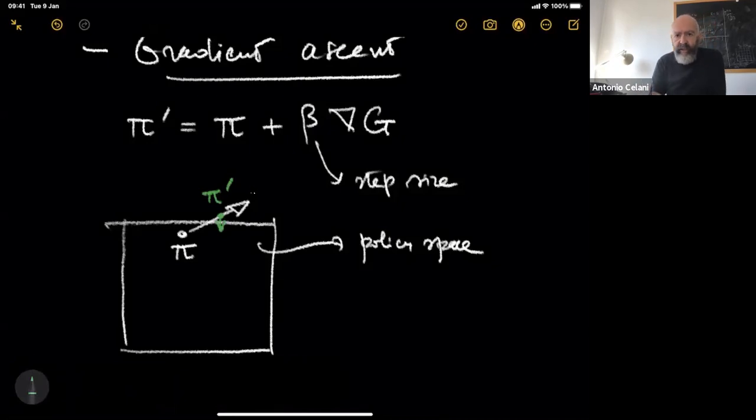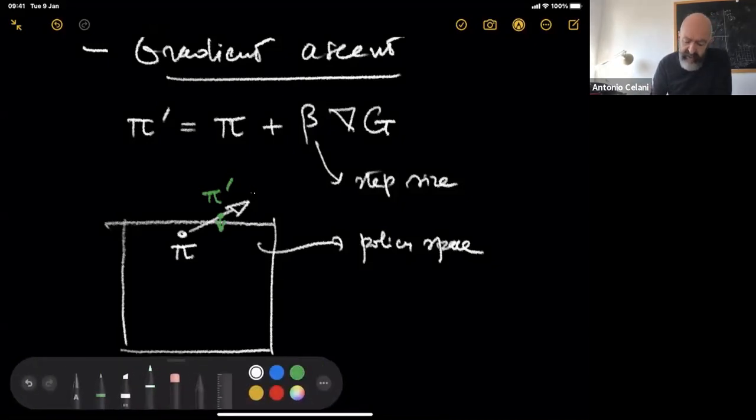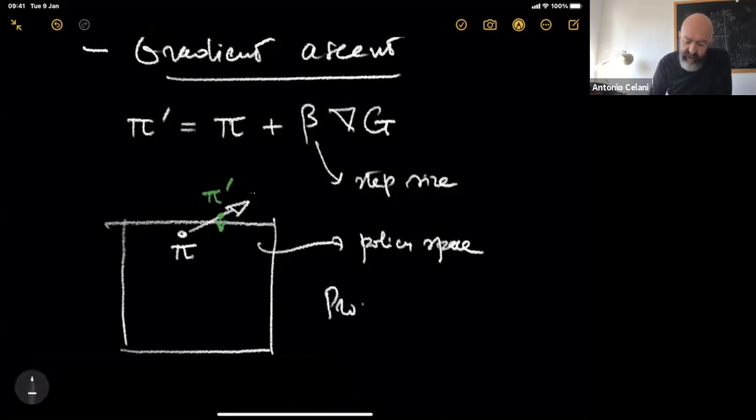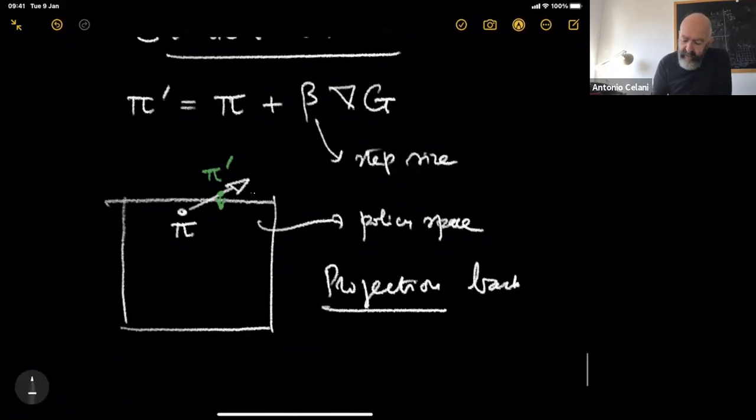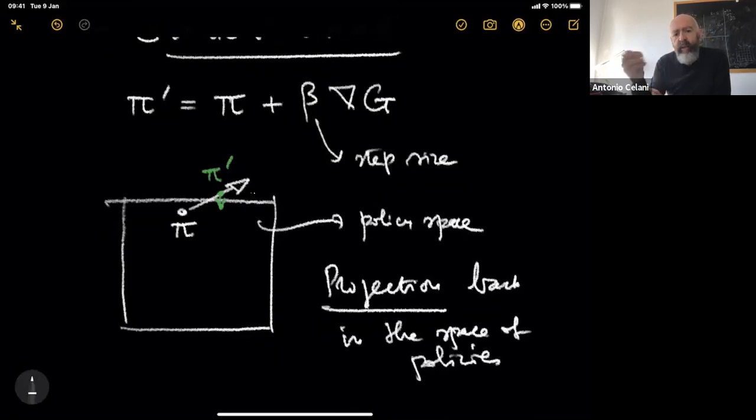So all these kinds of procedures like gradient ascent are usually combined with some projection back in the space of policies. So it's almost always necessary to do that, except in some cases. There are some cases in which if you do the gradient smart enough, you can happen to stay always inside the domain, and we will see an example later on.